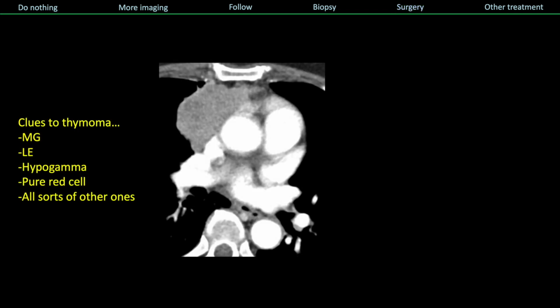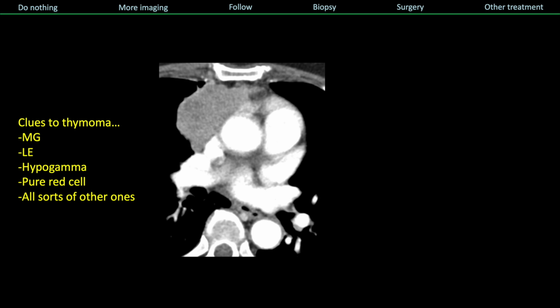Clues of thymoma include clinical factors, such as many of the patients have paraneoplastic syndromes, the most common being myasthenia gravis, but we can see other neurologic related things like Lambert-Eaton. You may have patients with hypogammaglobulinemia or pure red cell aplasia.